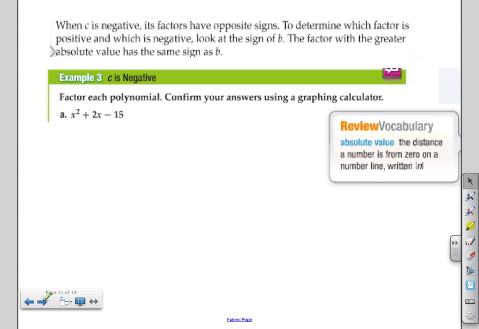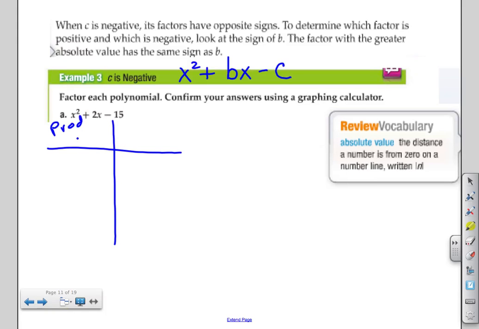Okay, sometimes the c is negative. You know, in this case, we're going to have x squared plus bx minus c, all right? So c is negative, and let's see what happens when c is negative, right? We're going to have, here's our chart again, we're going to have a product of -15, right? And we're going to have a sum of 2.